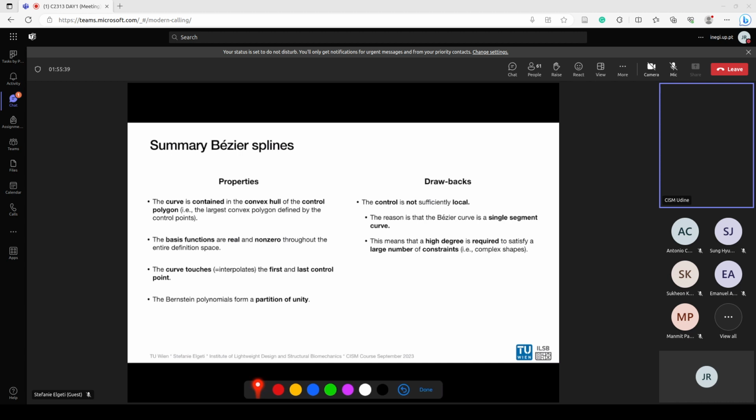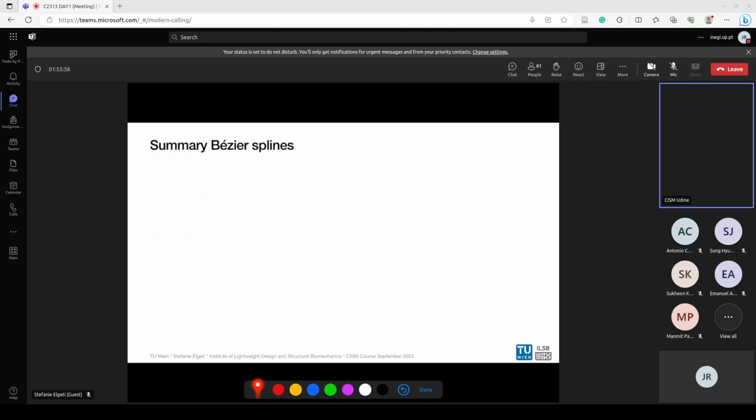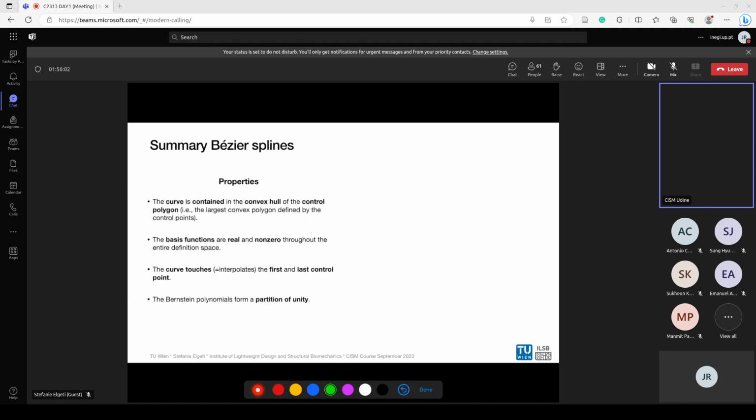This means that a high degree is required to satisfy a large number of constraints. So if I have complex shapes, I need more control points to represent this. This automatically means that I need a high degree because there's this direct connection. So this is a drawback. And then the second one didn't want to show up. There's a second main drawback.